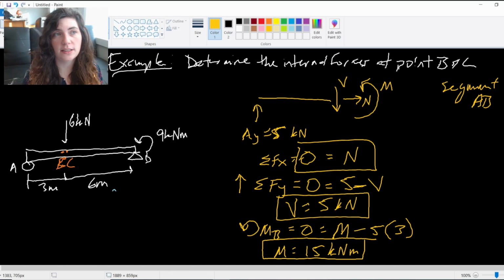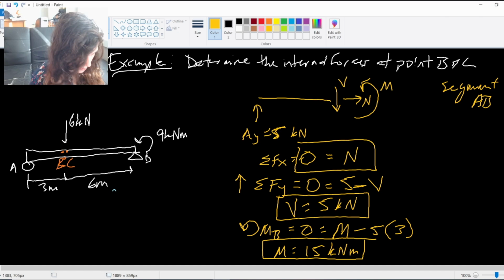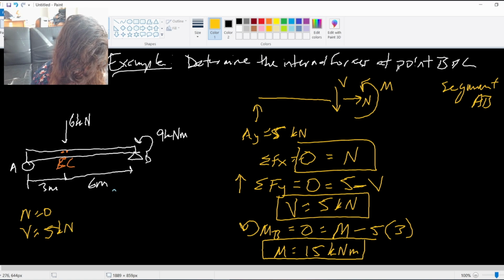So that's it. It's really the same process we've been using as the solving for support reactions, solving for trusses, solving for frames and machines. It's an application of these 3 equilibrium equations, just looking at the inside of the beam. So these were our ones for point B, but how would this differ at point C? Right, so I'm going to write these over here. My normal force was 0, my shear force was 5 kilonewtons, and my moment was 15 kilonewton meters.